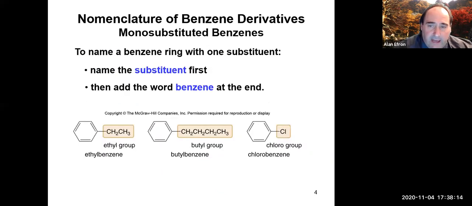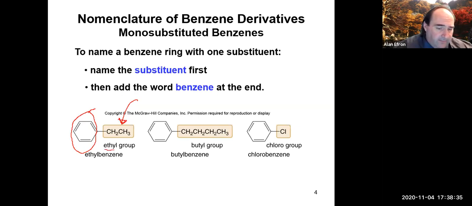when we do have one group that is substituted on the benzene ring, when we name it, we essentially just name the group and put benzene at the end of it. So here's our benzene ring, and attached to our benzene ring is a 2-carbon group.